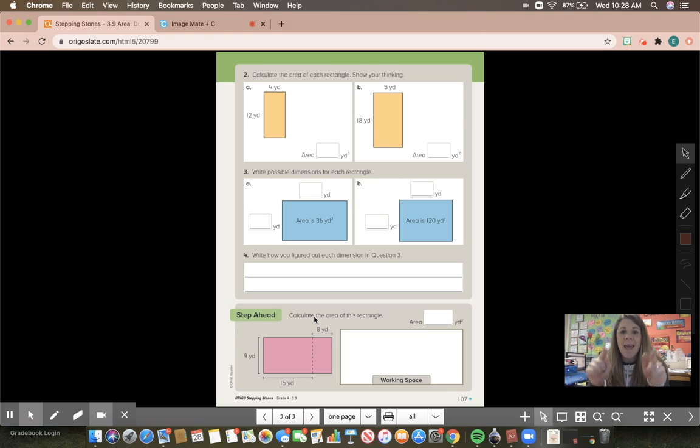All right, again, area equals the length multiplied by the width, because you're looking at an array. How many rows there are and how many are in each row. You can do this, boys and girls. Have fun.